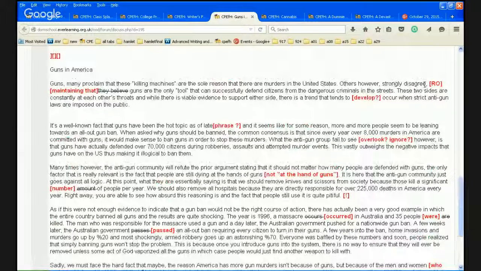Others, however, strongly disagree. They believe guns are the only tool that can successfully defend citizens from the dangers of criminals in the streets. What you have here, of course, is two completely separate sentences. There's one of them. You've got a comma. The comma is not allowed to separate separate sentences. And then this one is a totally separate sentence. I solved the problem by making them into a single sentence. Others, however, strongly disagree, maintaining that guns are the only tool that can successfully defend. Does that make sense? Yeah.